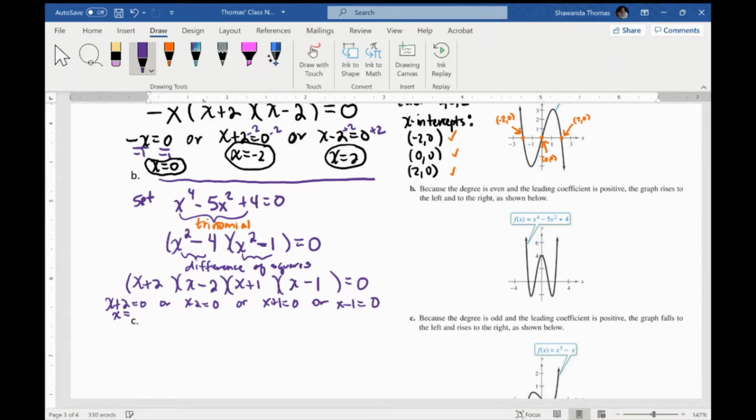So the first one, we'll get negative 2, then positive 2, then negative 1, and then positive 1. If I said write it as x-intercepts, what do you think I'm asking for? Write it as a point. Yeah, that's right, as a point. The x-intercepts are (-2, 0), (2, 0), (-1, 0), and (1, 0). Correct.